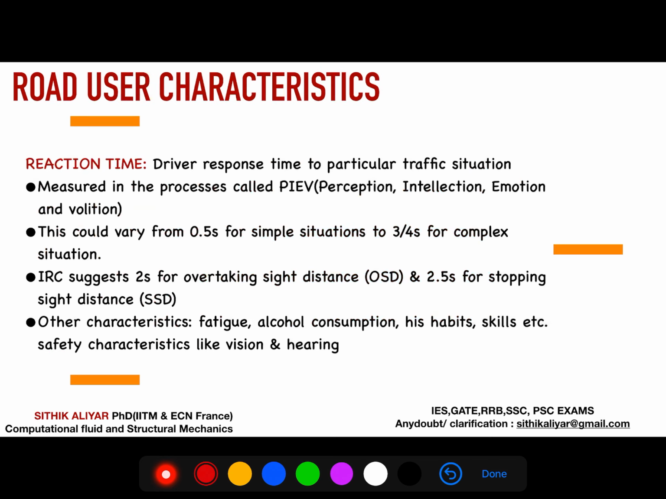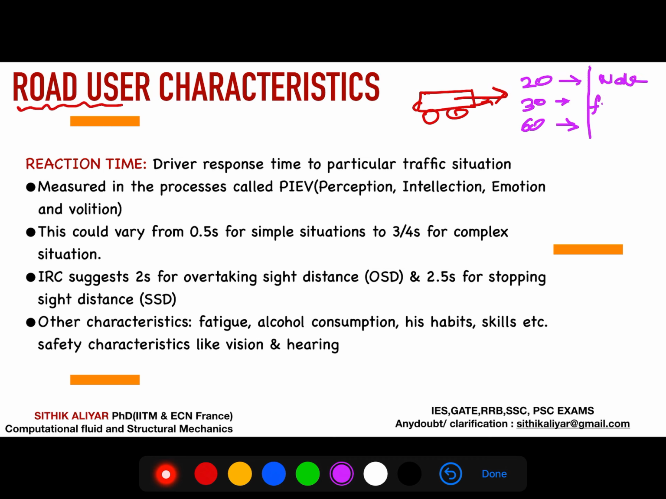You see the road user characteristics. Obviously, the person who drives. Consider there is a bike, or let's consider a car, which is more standard. So the guy who is driving the car, based on his age: if he is age 20, how he will drive; age 30, how he will drive; age 60, how he will drive. Obviously everything is going to be different. And based on gender, whether male or female, it is obviously going to be different. Also whether he is under fatigue.